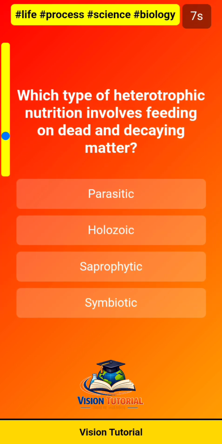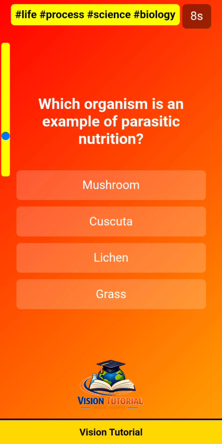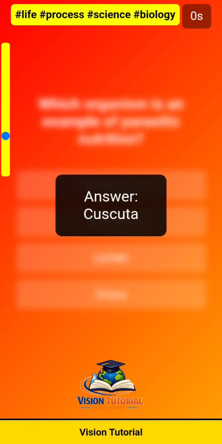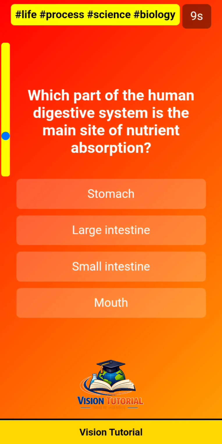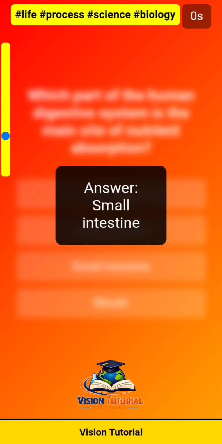The question is, which type of heterotrophic nutrition involves feeding on dead and decaying matter? Answer: saprophytic. The question is, which organism is an example of parasitic nutrition? Answer: Cuscuta. The question is, which part of the human digestive system is the main site of nutrient absorption? Answer: small intestine.